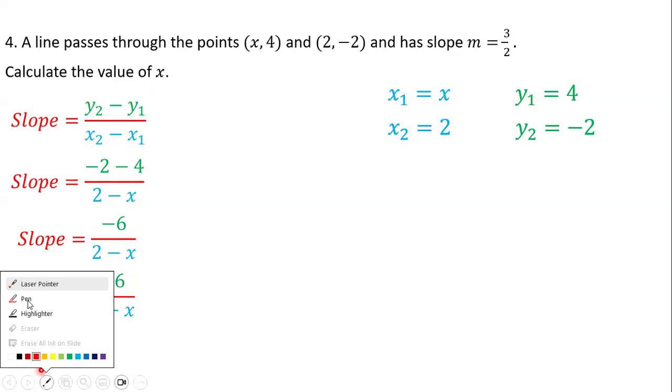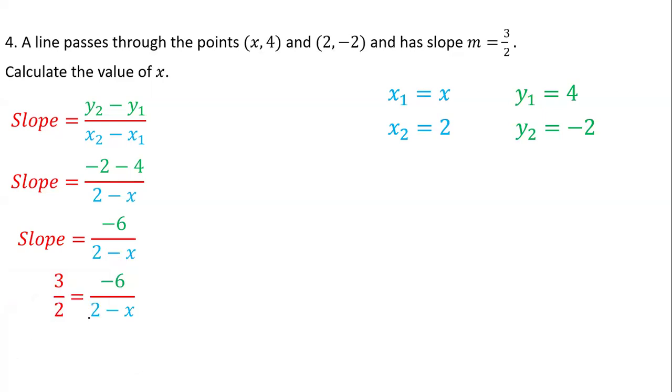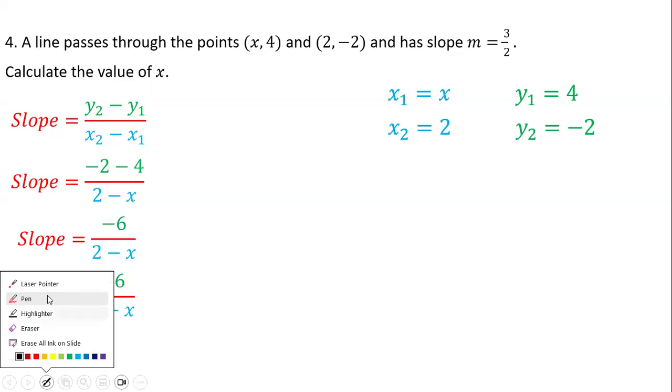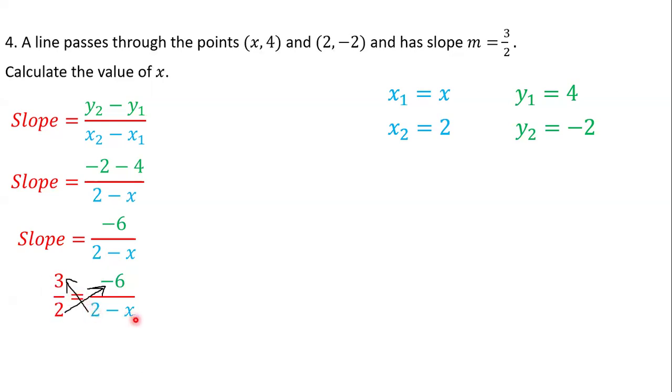Now here we're going to cross multiply. So we have 3 times 2 minus x, and we have 2 times -6. Again, we have 2 minus x times 3, or 3 times 2 minus x, and then we have 2 times -6. So I wrote it on this side because I didn't have enough space. We're going to cross multiply.